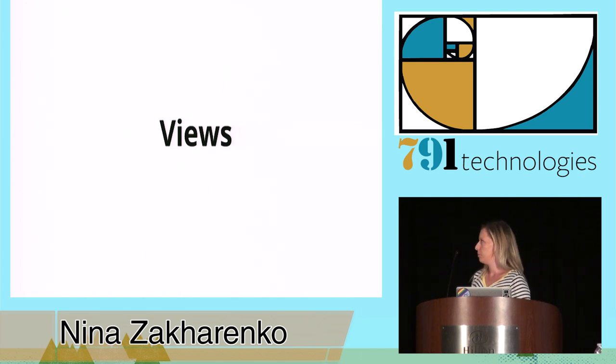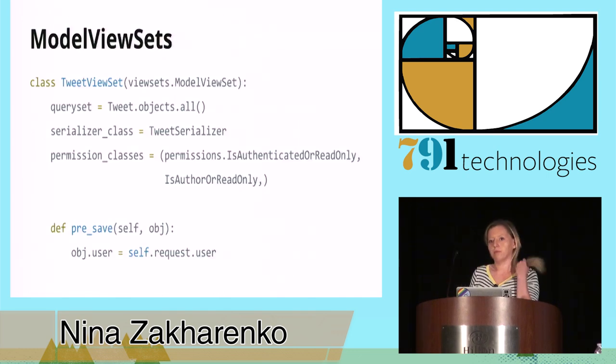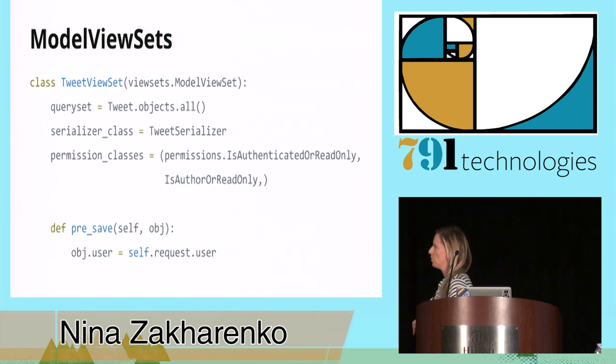So views are a really interesting topic in DRF. The easiest one to kind of get a grip on is called a view set. Here's an example of a model view set. So we only have to define a few simple variables to be able to use this endpoint. We have a query set, so that's how we get a collection of the items that we're trying to view. We define our serializer, and we define a list of permission classes. So you can provide a set as long as you like for each of your endpoints.